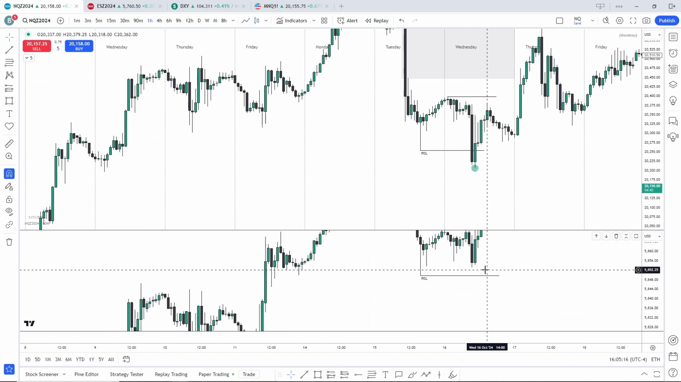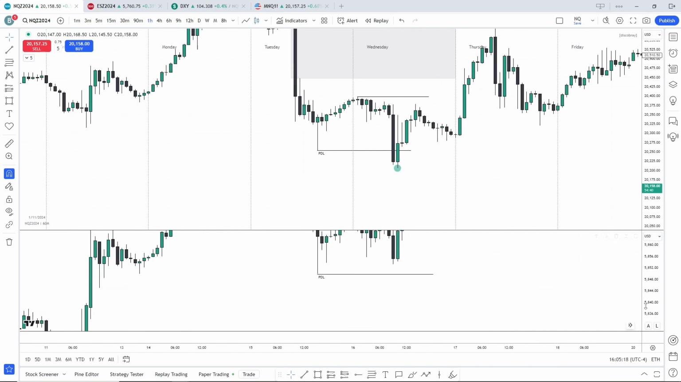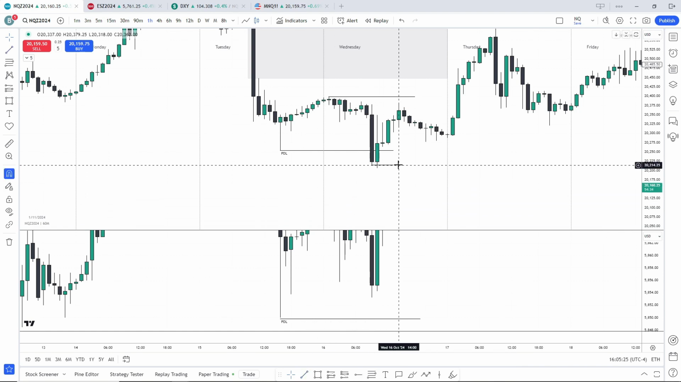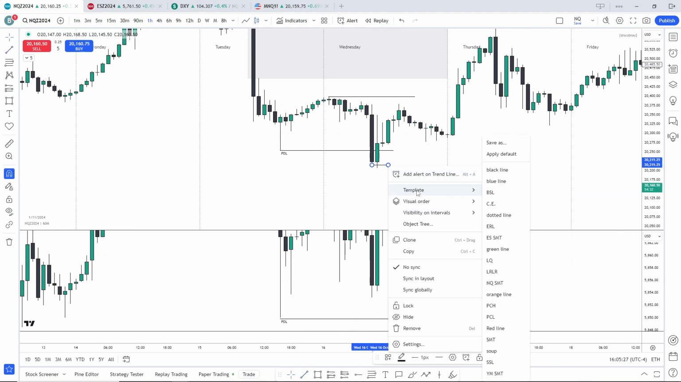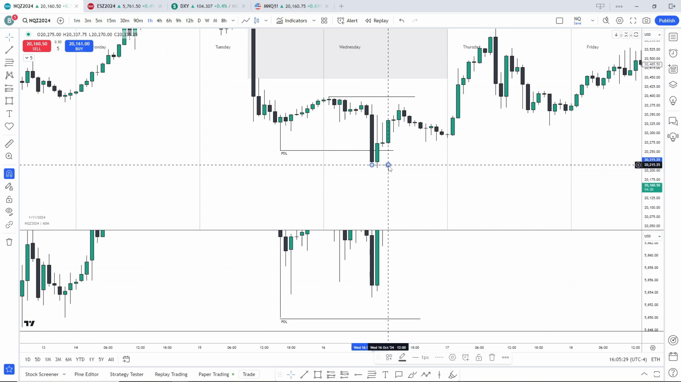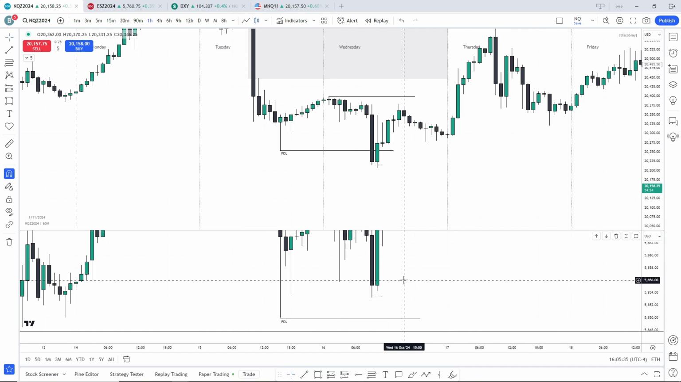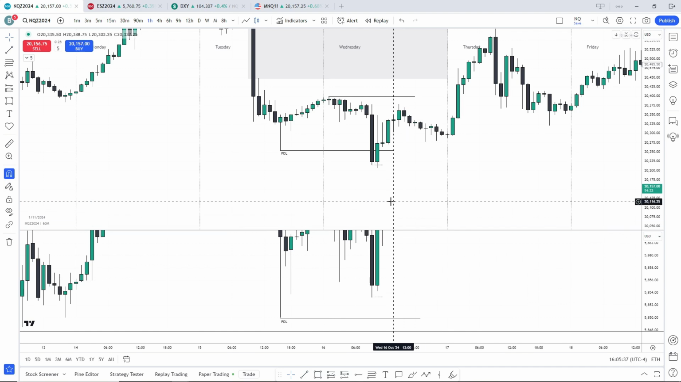Now look what happens at 10 a.m. Here we have NQ taking the 9 a.m. low, and we have ES failing to take the 9 a.m. low. This is going to be consecutive candle SMT.